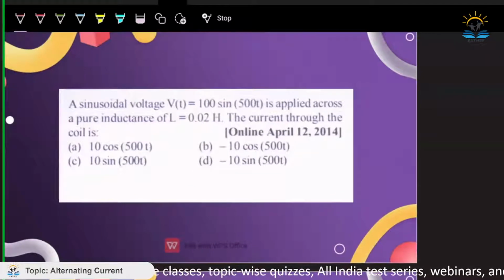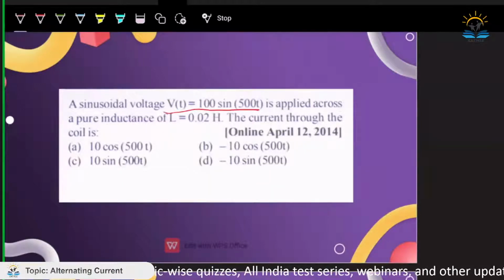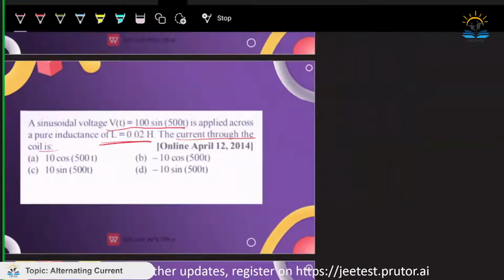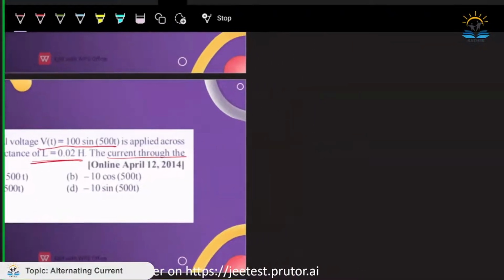A sinusoidal voltage V of t equal to 100 sin 200 t is applied across a pure inductance. Inductance is given, the current through the coil is? First thing, we have to find out the current through the coil. So we have to find out the current equation, right? For that we have to find out the peak value of current.